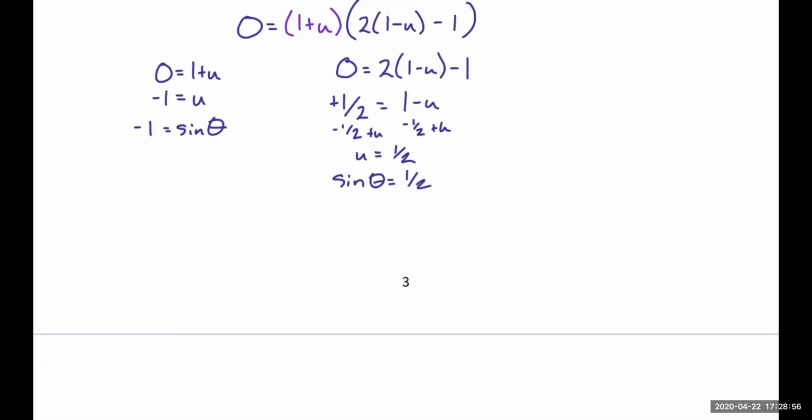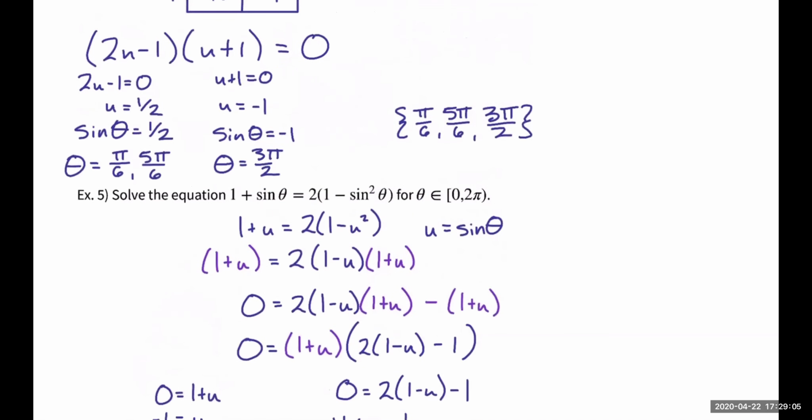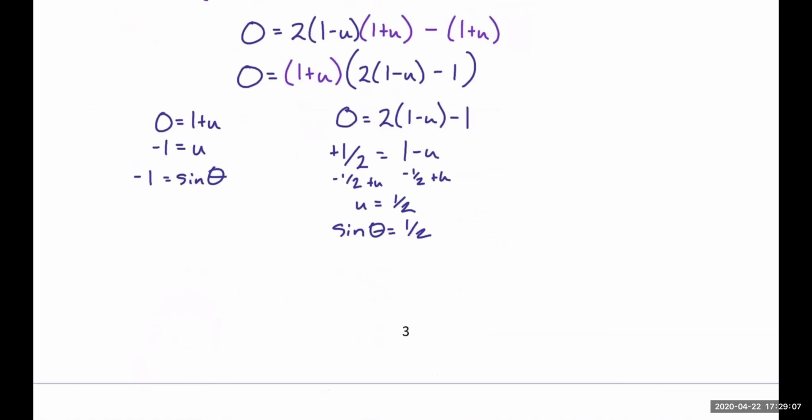If you're recalling what happened just a few minutes ago, those were the same endpoints that we got to in the previous process, and we're going to get the same answers here. So I'm just going to copy my solution set and plop it down here. Right, these are the values where we're going to get sine of theta equal to -1 or 1/2. So there's our solution set.